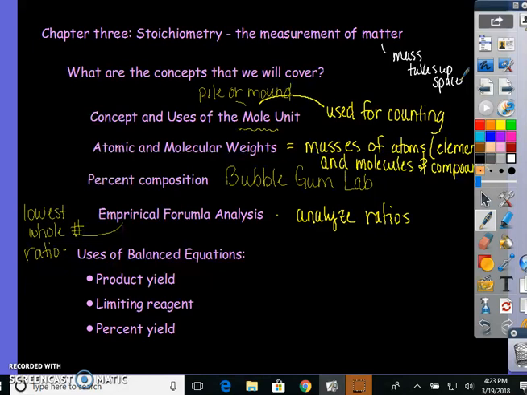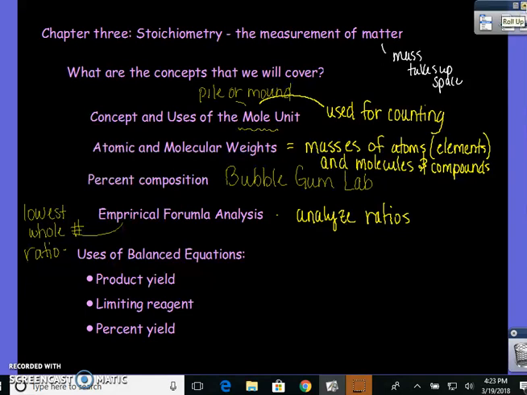So atomic and molecular weights, so the masses of atoms, or the elements and the molecules and compounds. We're going to look at percent composition, and that's going to be your bubblegum lab. That's why I had you guys bringing in bubblegum today. And then empirical formula analysis. We're really getting down to the nitty-gritties of the ratios. And if you remember using those charges and balancing charges when we talked about nomenclature, this is going to come into play. And then it gets us into the uses of the balanced chemical equation, looking at product yield, limiting reagent, and percent yield. But let's start with the very basics first.